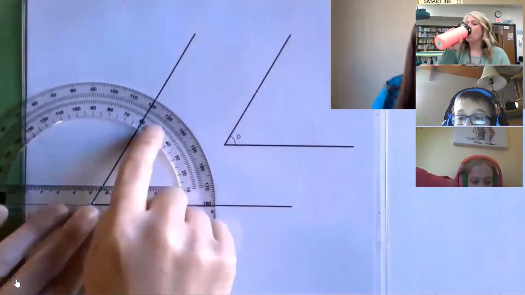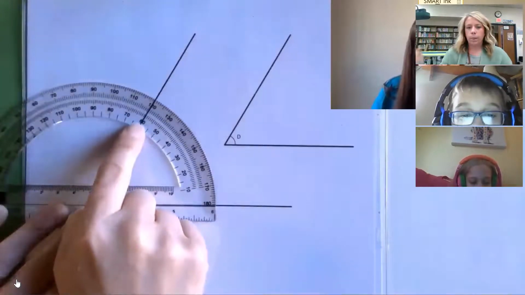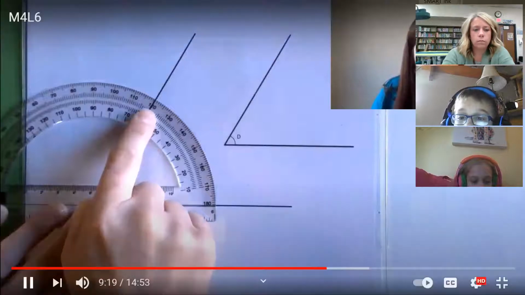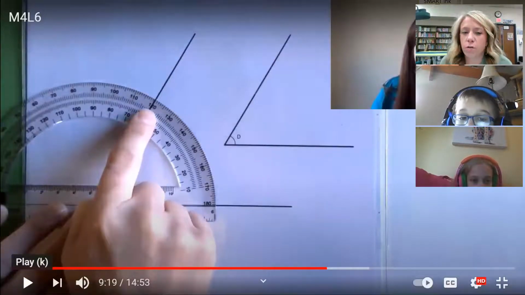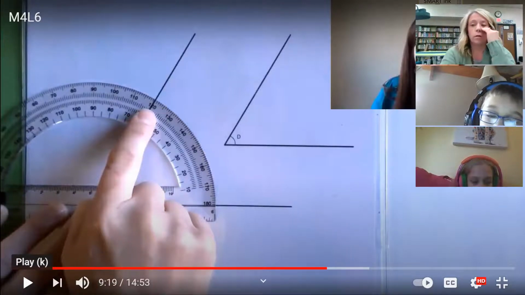Okay, so I'm going to go around to the second side of the angle. Here it is. Angle C measures 60 degrees. No, wait, 120 degrees. Which is it? Which number should she use? Is the measure of this angle 60 degrees or 120 degrees?